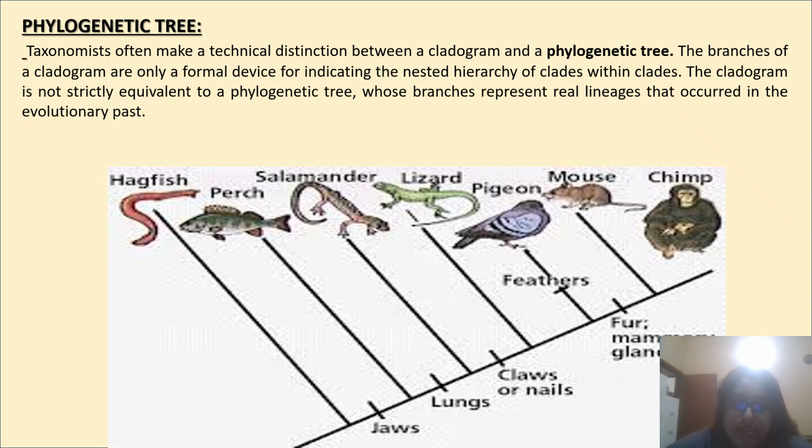Then, according to lungs, salamanders have a proper lung system, but birds have no lung system. Then, according to claws and nails, the branches increase, like lizards, pigeon, mouse, and sheep. They possess claws and nails. Feathers: pigeon possesses feathers. Next, fur and mammary glands: mouse and chimpanzee have mammary glands, but pigeon possesses feathers and does not possess mammary glands and fur.